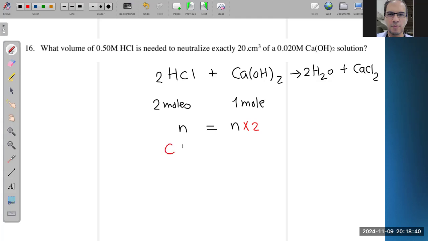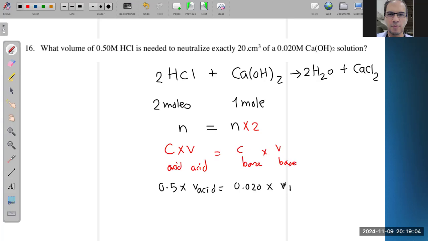So you will say C of the acid multiplied by V of the acid is equal to C of the base multiplied by V of the base. The concentration of acid is 0.50 and the volume is unknown, and the concentration of the base is 0.020 and the volume is 20 centimeter cube. You can leave it as 20, as your answer will be in the same unit. So volume of acid is equal to 0.020 multiplied by 20 over 0.5. You will get 1.6 centimeter cube.